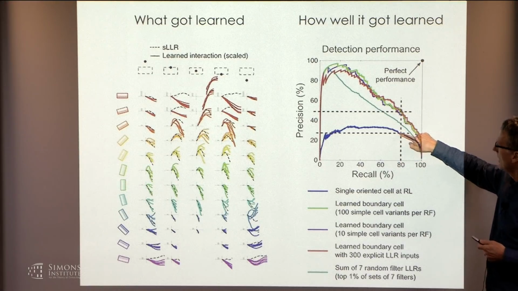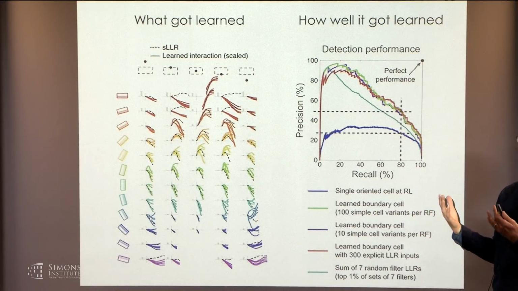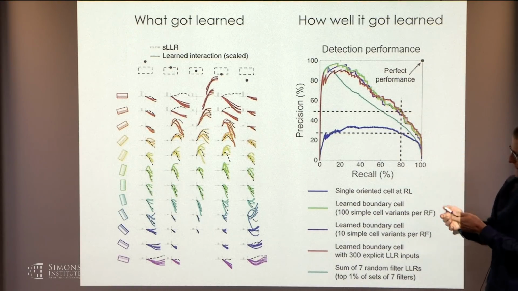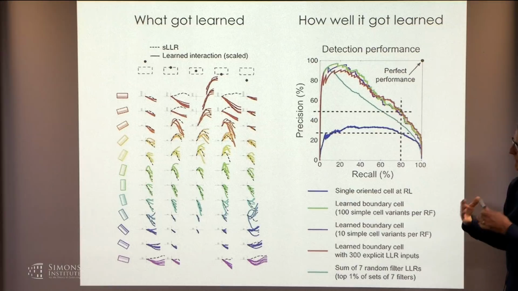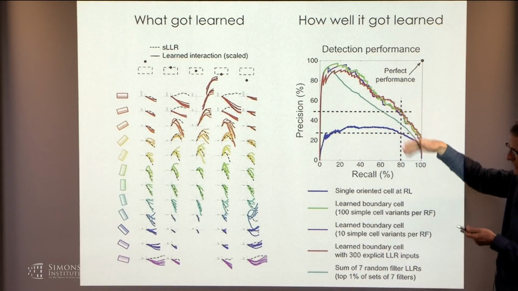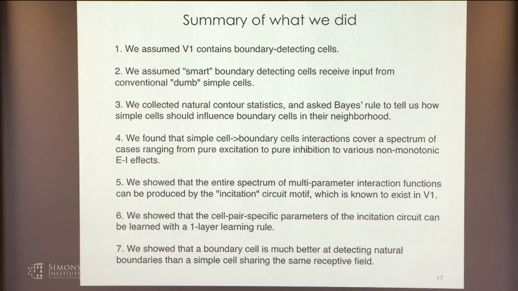But anyway, if we look at the performance increase, if we just pick a number like 80% recall, then a single simple cell will have precision about 30%. It means that 70% of the time a simple cell says, yeah, there's a boundary here, there isn't. Whereas with this combination, where the boundary cell gets to listen to a bunch of simple cells through these incitatory local circuits, the precision is significantly increased. It's still not perfect by any means, but this is still a very simple model. It's significantly increased from something like 25 or 30% up to around 50% precision. So there's a definite gain made by exploiting this type of local circuit motif.